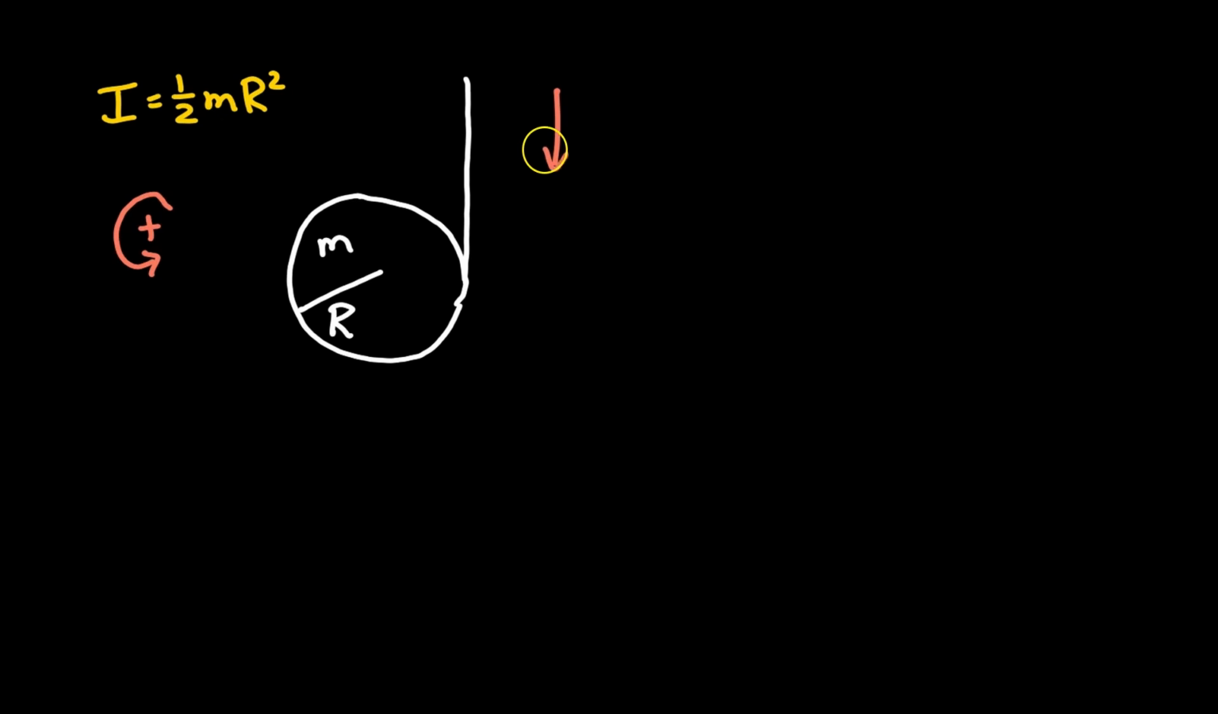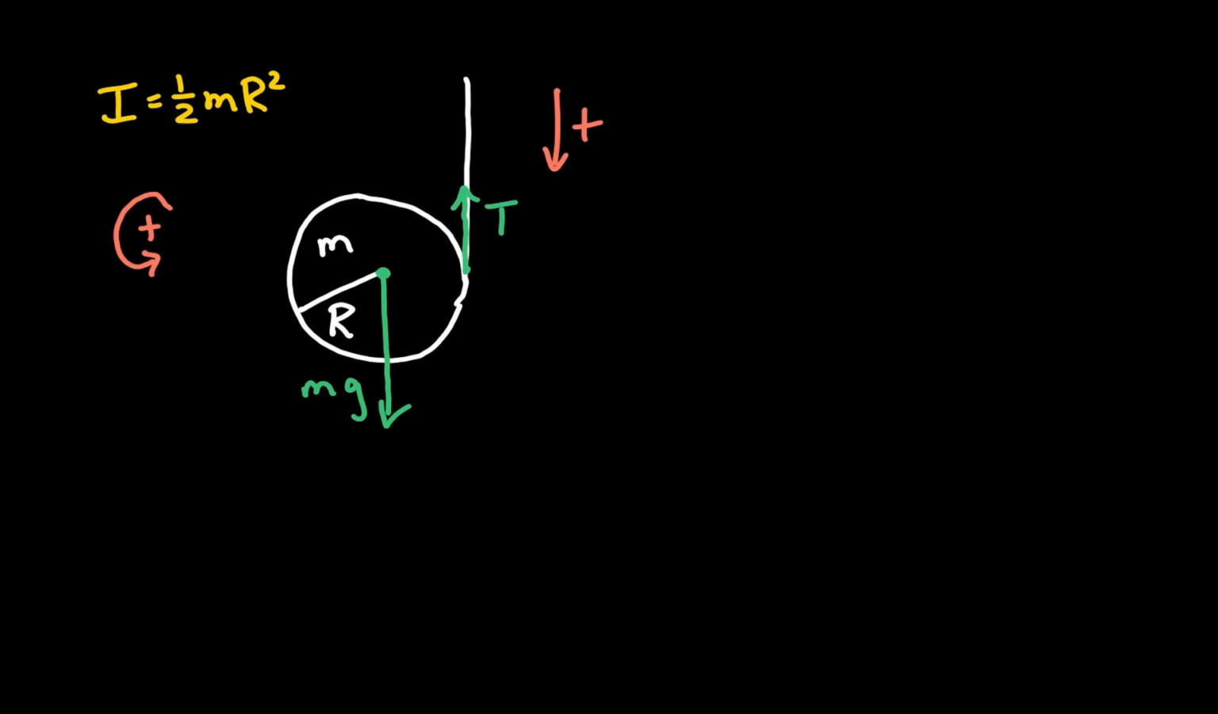Next, we'll look at a yo-yo string unwinding problem. A solid cylinder of mass m and radius r has a string wrapped around it and is released from rest. Find the linear acceleration as it falls. We're given the rotational inertia of the solid cylinder is 1/2 mr². Our system is the solid cylinder, and I'm going to choose counterclockwise to be the positive direction and down to be the positive direction. Next, we're going to draw the force diagram.